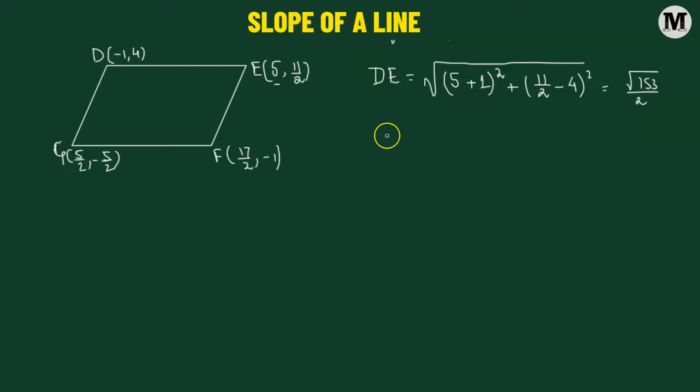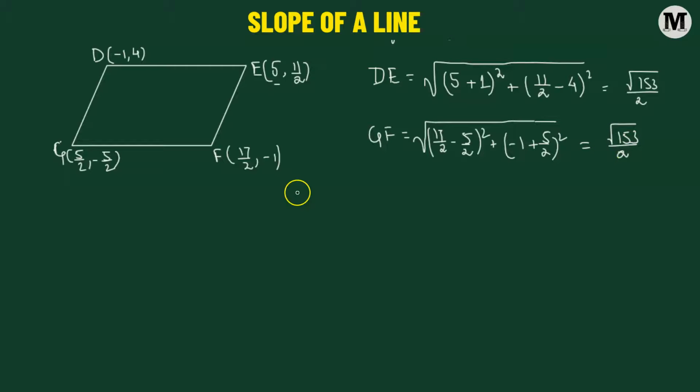Fine. Now we will calculate the length of the other side GF. GF is going to be equal to the square root of the difference of the x coordinates, 17 over 2 minus 5 over 2, whole squared, added to -1 plus 5 over 2, whole squared. When you compute this value, this also comes out to be square root of 153 over 2. Fine. So we have obtained that the length of side DE is equal to the length of side GF.